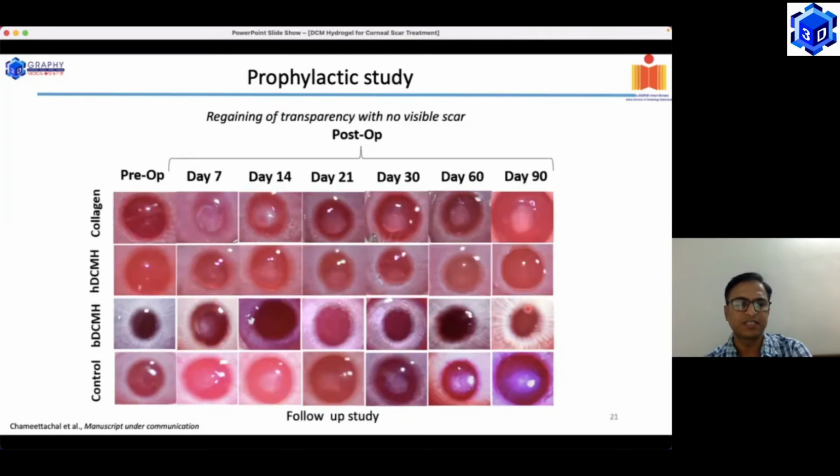And this is the standard image from a camera. If you see this kind of structure within the tissue, that is the scar tissue. It is present in case of control, and in case of collagen also, some amount of scar tissue is present, but over a period of 90 days, in case of bovine and human hydrogel, that is not present. So the scar tissue is not present. So this hydrogel is a success. It can prevent the scar tissue formation. From this study, you can see that.